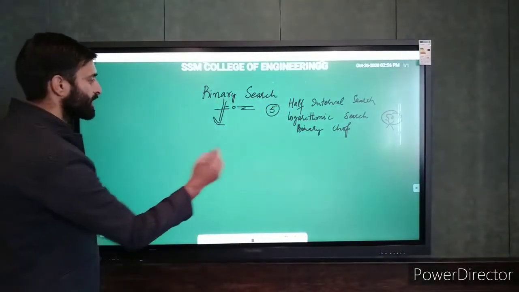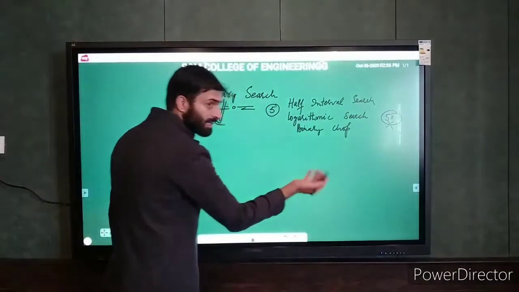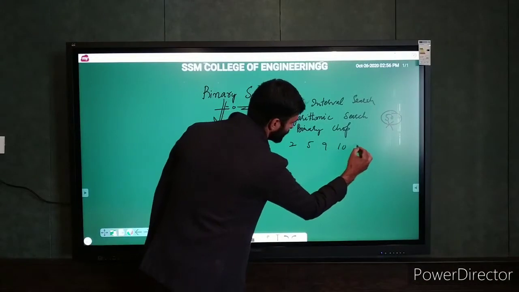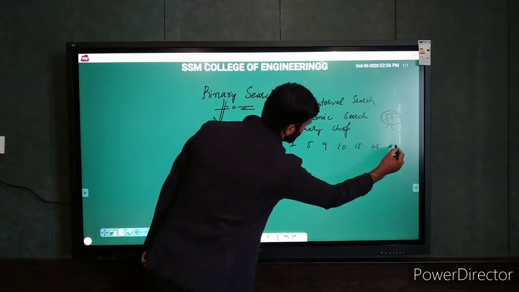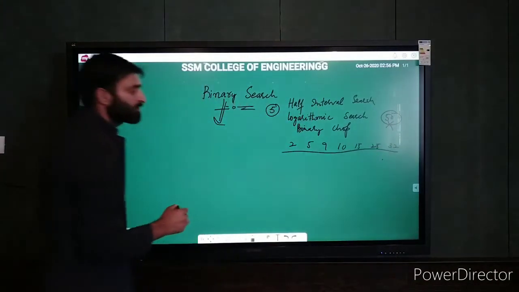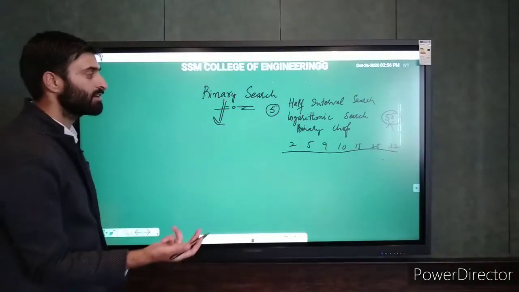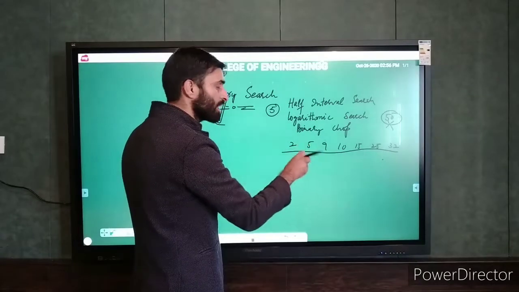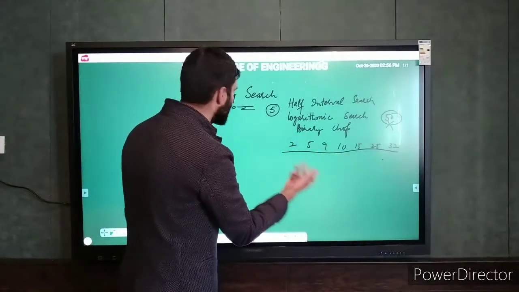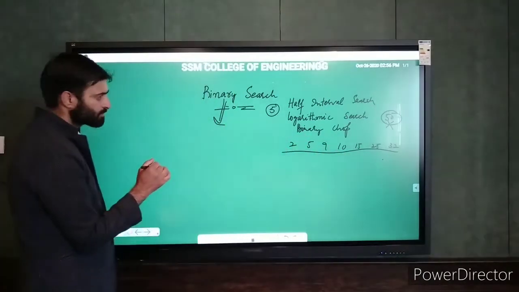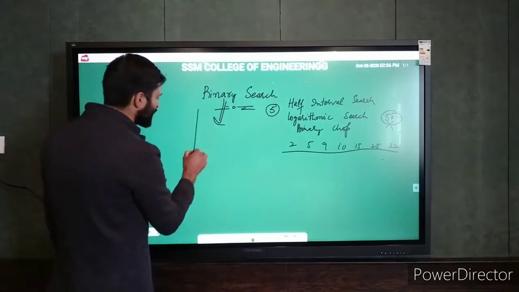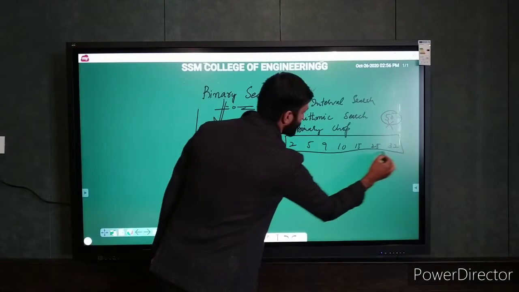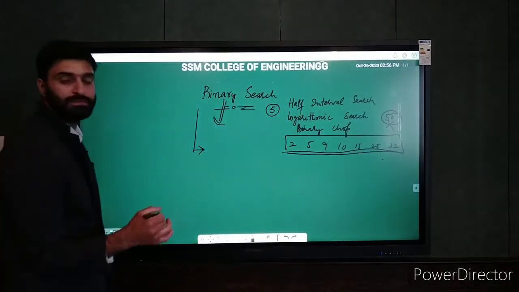We are given a list of elements, like we were given before. In this way we are given a list or an array of elements, and we are supposed to find an element, whether the element is present in this array or not, and if it is present, where it is present, right? In binary search we require that this array should be in sorted order. This is the disadvantage of binary search.